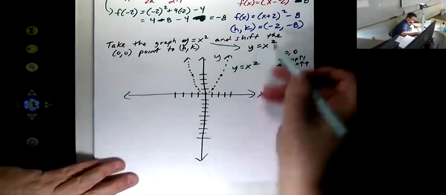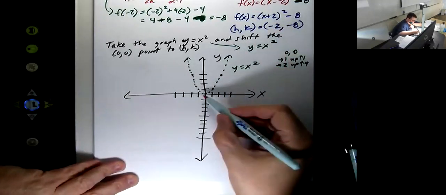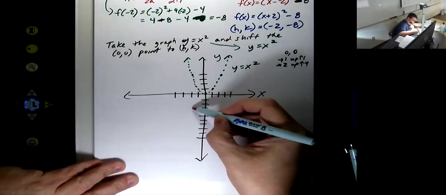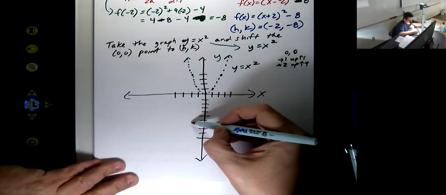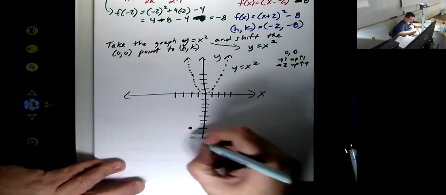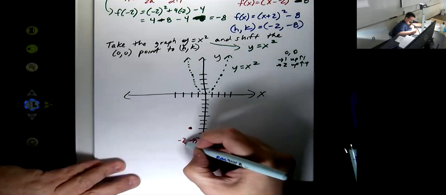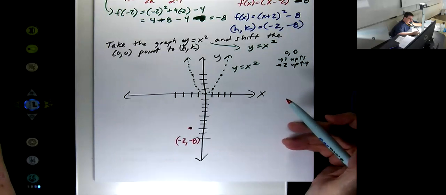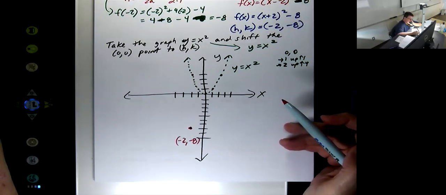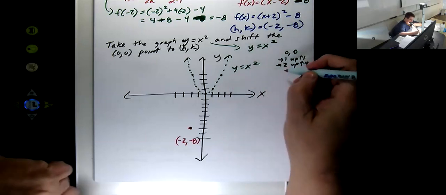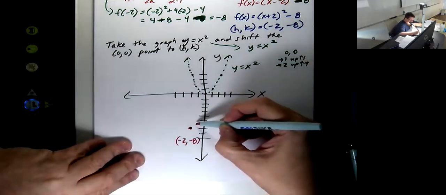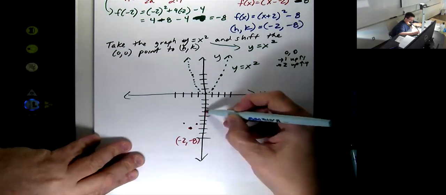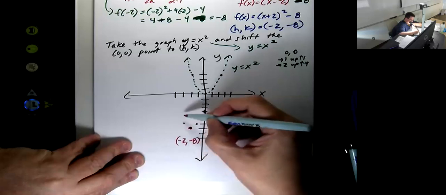We're gonna do the same thing with this. Now we're gonna shift to negative 2, negative 8 though. Negative 2, then I go down 8, 1, 2, 3, 4, 5, 6, 7, 8. That's negative 2, negative 8. From there, we go right 1, up 1, and left 1, up 1. Right 2, up 4. Left 2, up 4.